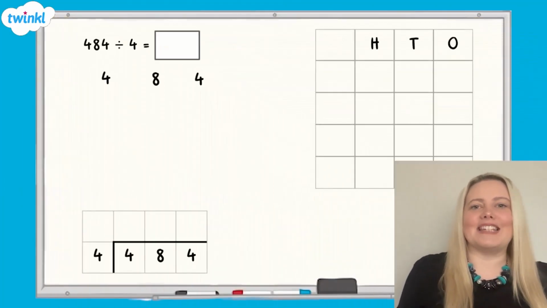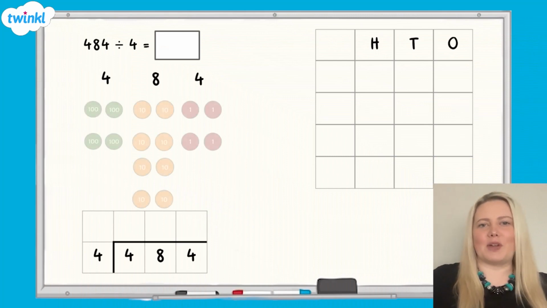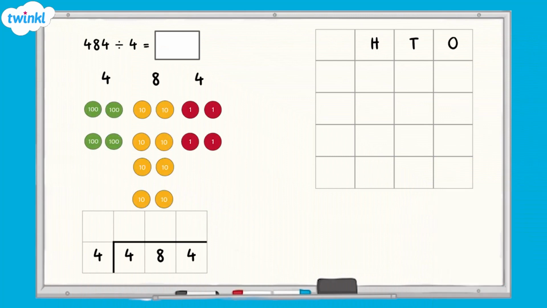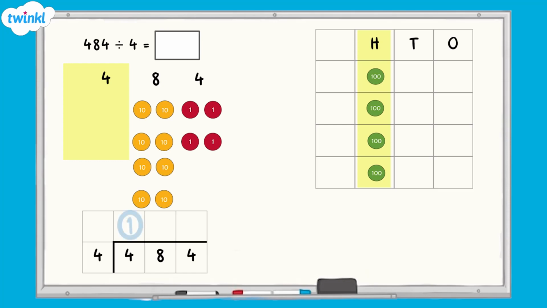Now that we know how to lay our work out, let's get started finding the answer. We can use place value counters to help us. We start with the place value column with the highest value. We're going to divide 400s by 4. The 400s counters move into 4 equal groups on the place value chart. This gives us 100 in each group, so 400s divided by 4 is 100. We write a 1 in the hundreds column above the dividend.